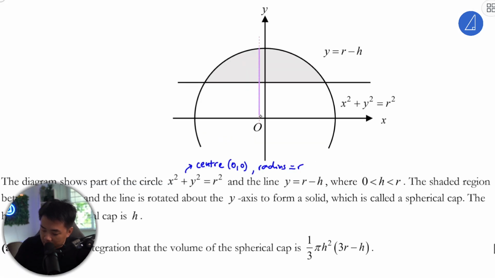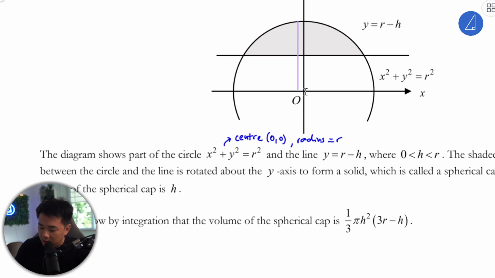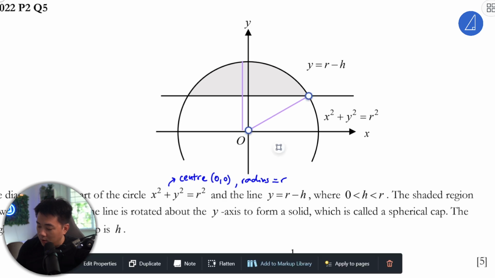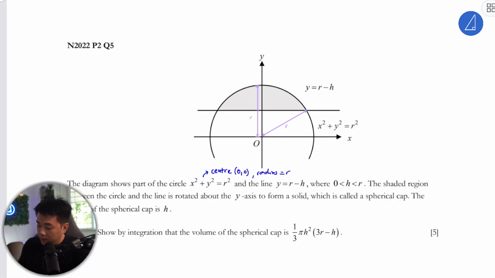this height here is our radius r. This is as well our radius r over here. Right, these are all r. Great. Then we are told that the horizontal line here is r minus h. Take note, r and h are constant, so this is a horizontal line r minus h.